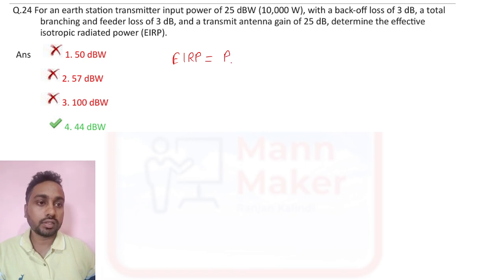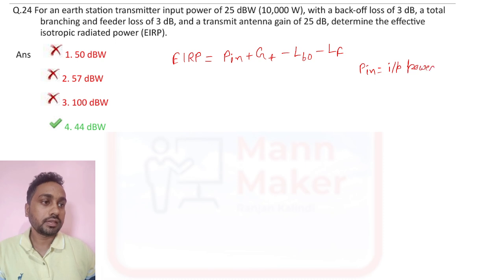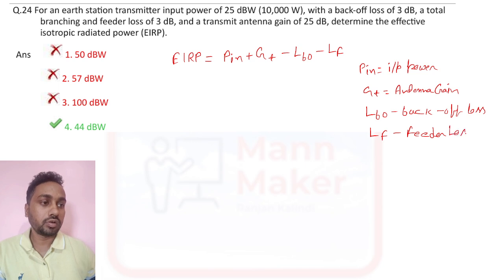So generally we have the formula: EIRP = P_in + G_t - L_BO - L_F. Here P_in is your input power, G_t is the antenna gain, L_BO is the back-off loss, and L_F is the feeder loss. So this is the formula for EIRP.